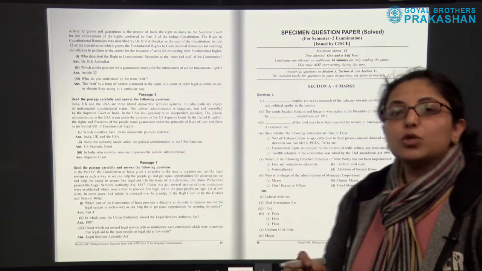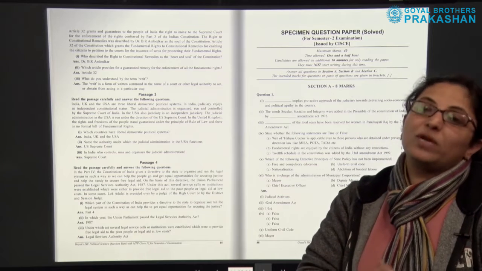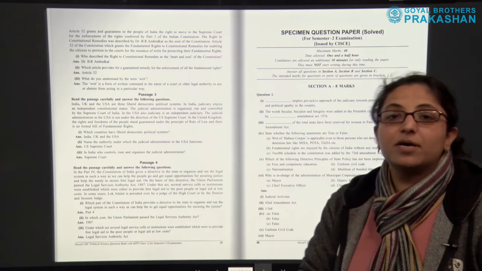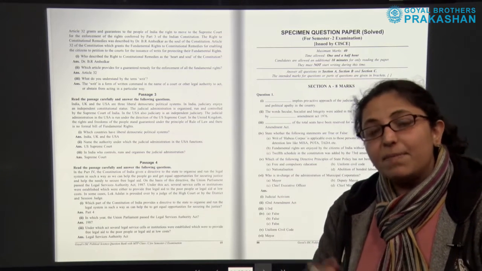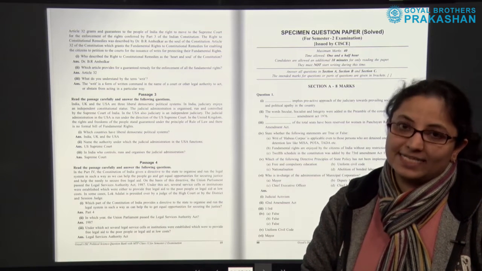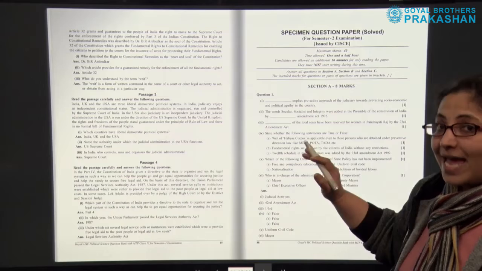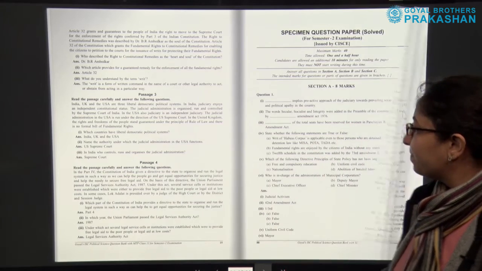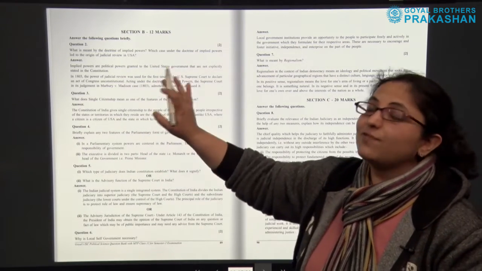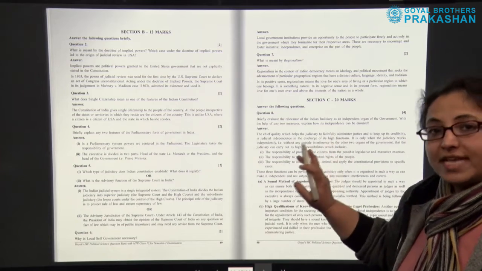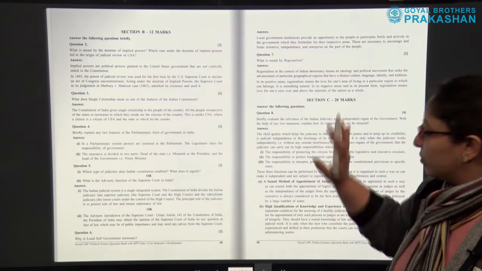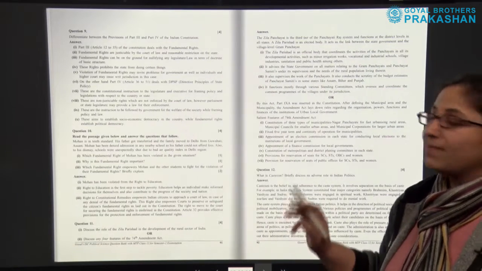Now, after this, we come to section B of the book, which is the specimen question paper solved. Now, this is the same paper which is released by CISCE. So, this is the specimen question paper. Section A is for 8 marks. Section B is for 12 marks. Section C is for 20 marks. Now, this is the solved specimen question paper.